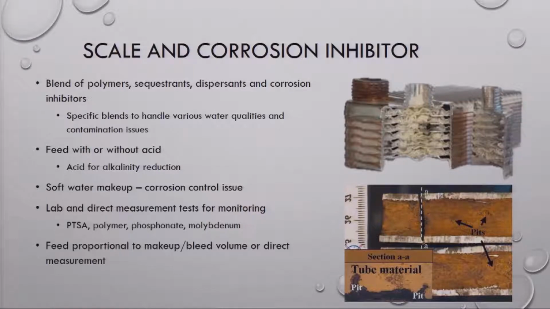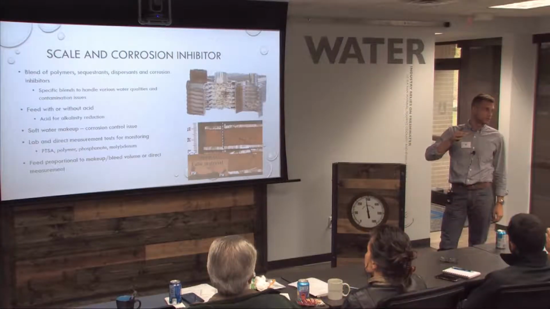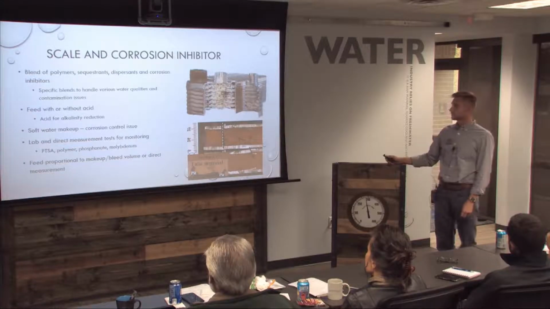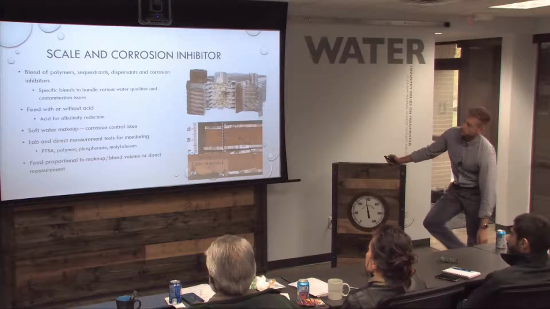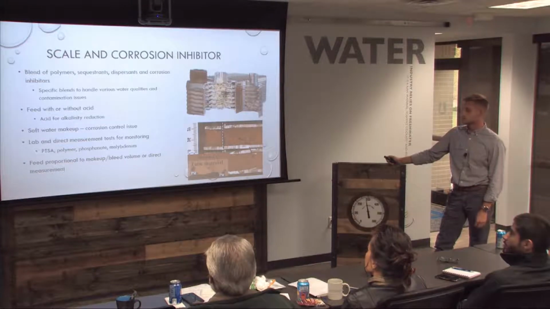So scaling corrosion inhibitor blend, I won't bore you to death with the chemistry here, but it's a blend of polymers, sequestrants, dispersants, and corrosion inhibitors, typically yellow metal corrosion inhibitors. So they're specifically blended to handle various water qualities. So the one that we use on Lake Michigan, definitely different from one that we would use on like a soft water based program. Any of these you can feed with or without acid. Again, we use acid to reduce alkalinity, keep you within your guidelines. Again, soft water makeup has a corrosion control problem. Bleeding in some hardness is always the right way to go.